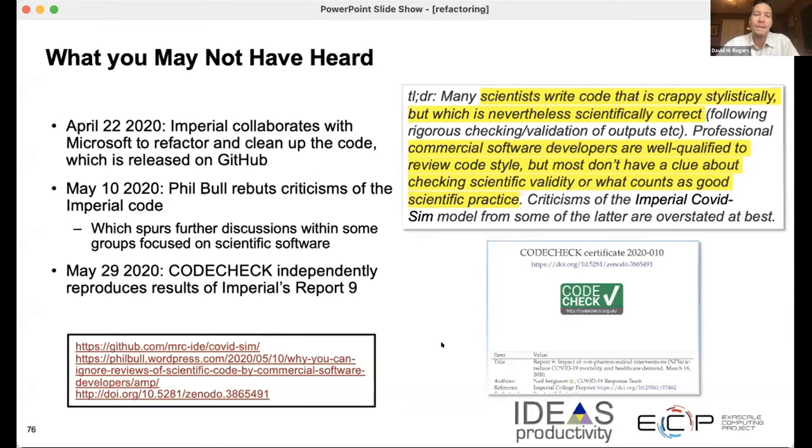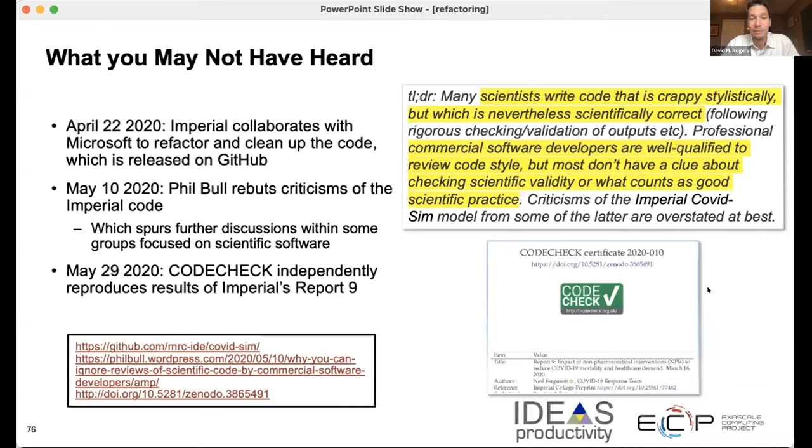CodeCheck is an organization that does some independent reproducing of computational results. They took up this problem, and they found that they could actually reproduce Imperial Report 9 with newer versions of the code that fixed some bugs. So it's one of these issues that's conflating the outcomes of our science with the inputs of our scientific code.